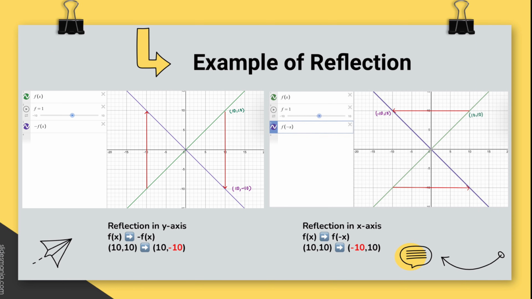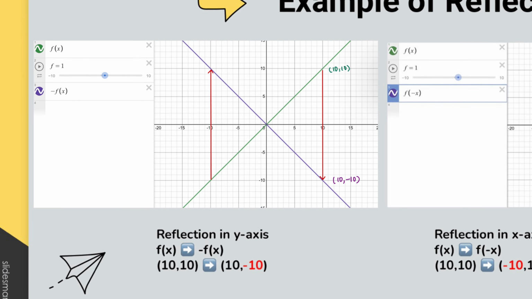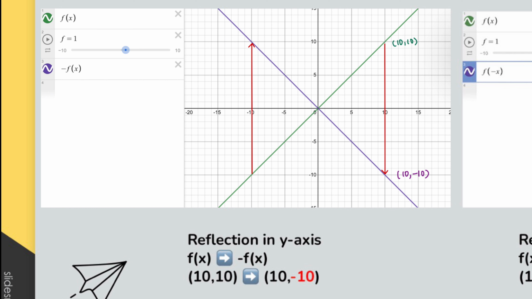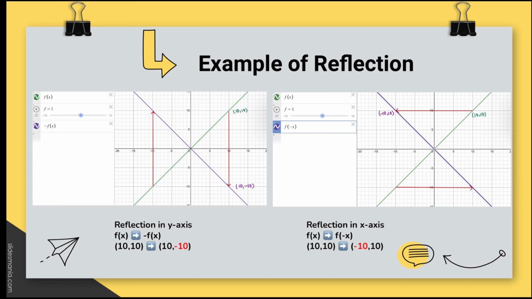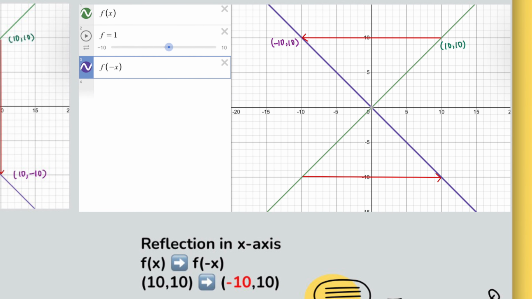And followed by the examples of reflections. In the first graph, it shows the reflection in the y-axis. The original function f(x) is reflected into -f(x). So for example, the coordinate point (10, 10) will become (10, -10). The second graph shows the reflection in the x-axis. The original function f(x) is reflected into f(-x). So for example, the coordinate point (10, 10) will become (-10, 10).